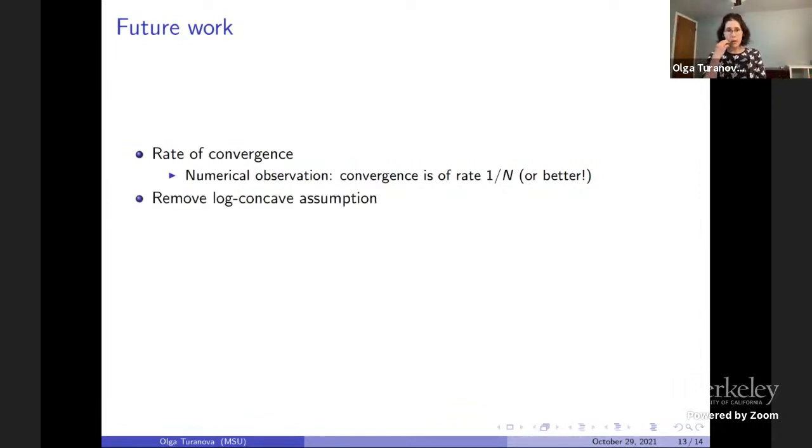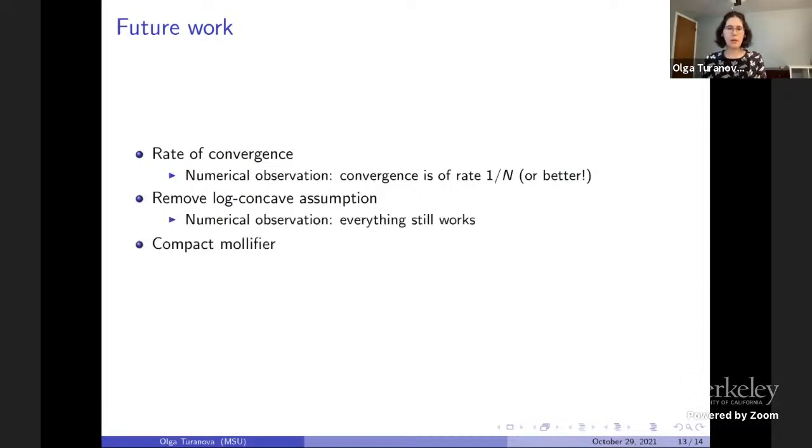The second future work is to remove this log concavity assumption. Notice that it was used in some parts of that outline I gave, but not in all of them, so there is hope. Plus, our numerics seem to work very nicely even without that, when rho bar isn't necessarily log concave.